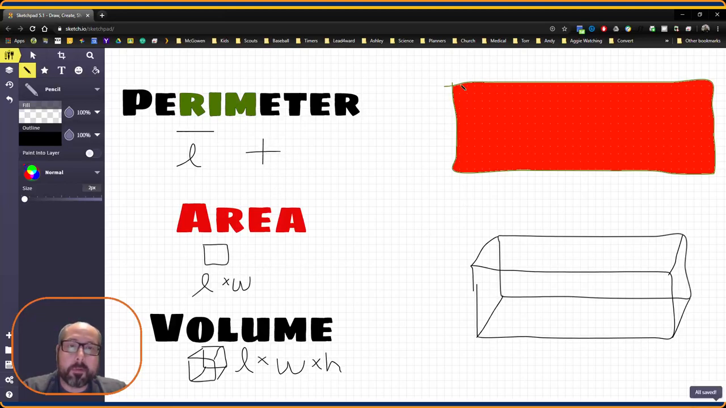For area, we're going to do length times width. So obviously we're using multiplication. In volume, we have length times width, and then we have an added dimension of height. So we're going to continue to use multiplication down here, but we're adding that third dimension.